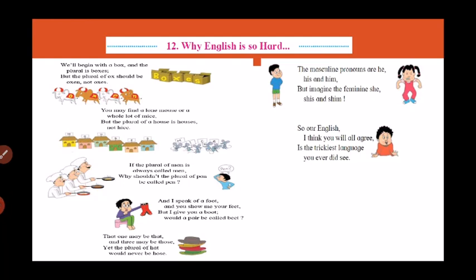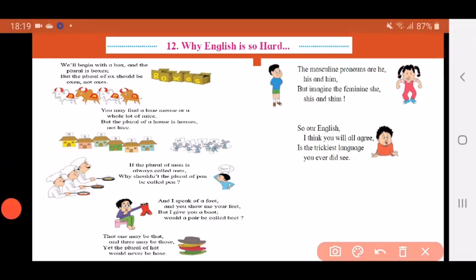Today we will be doing a poem in English called Why English is So Hard. English language जो है इतना मुश्किल क्यों है? And I'm sure many of you must have already asked this question. Why is English so hard? So just like you think it is hard, these children over here also are saying English is a very tricky language and it is hard to learn. Now let's see what are their reasons. So let's read today's poem.